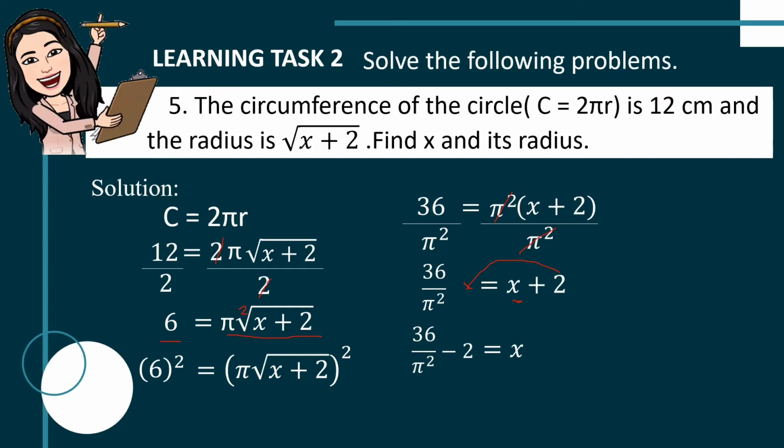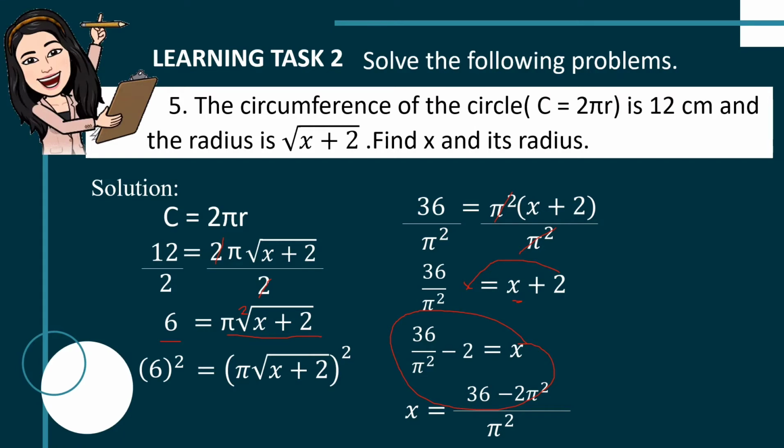So, pwedeng ito na yung final answer natin. Ano? That is the value of x. Or, pwede naman natin siyang pagsamahin by getting the LCD. LCD ni pi squared, ni 36 over pi squared, and then 2 is 2 pi squared over pi squared. So, that would be pi squared divided by pi squared, 1. Times 36, we have 36. Now, pi squared divided by 1, we have pi squared times negative 2, that is negative 2 pi squared. So, pwedeng ito din yung ating final answer.